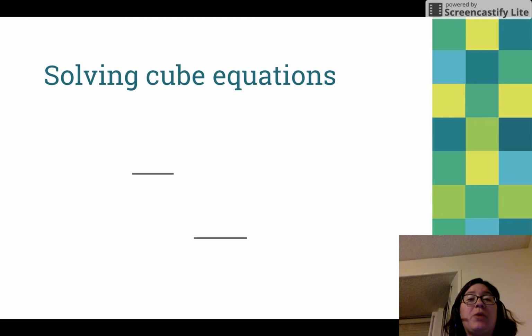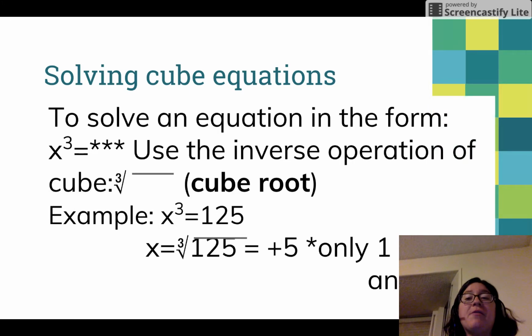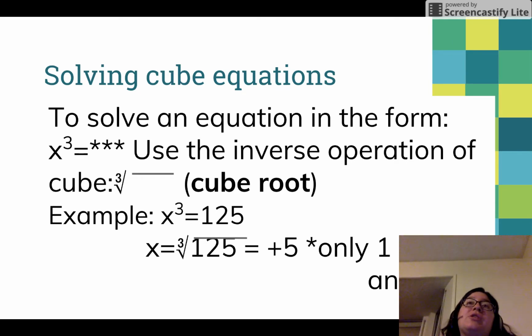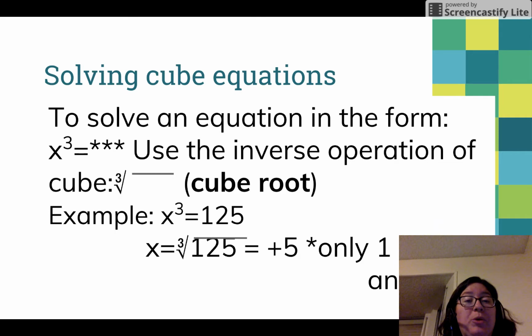Solving cube equations. To solve an equation in the form x to the third power, or x cubed, equals any random number, you're going to use the inverse operation of cube, or third power, which is called the cube root. For example, x cubed equals 125. So we're going to take the cube root of both sides. The cube root of 125 is positive 5.